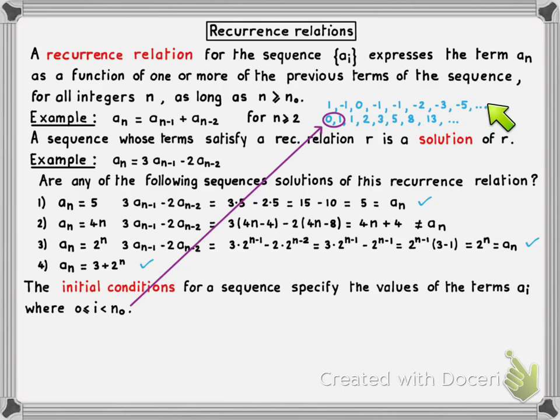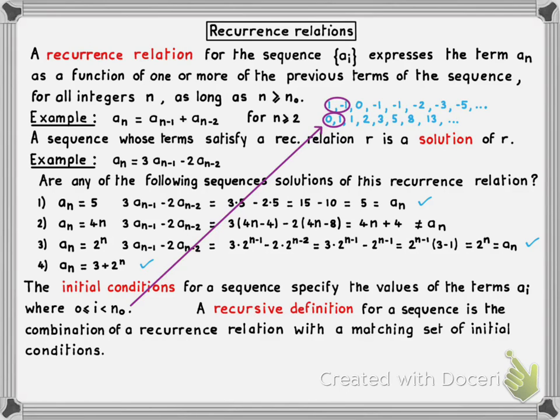Now, for this other sequence, notice that sequence also was a solution for this recurrence relation, but it's different from this sequence because we started with different initial conditions, in this case 1 and minus 1. Now the second definition is that of a recursive definition. A recursive definition for a sequence is the combination of two things. First, a recurrence relation, and then a matching set of initial conditions.